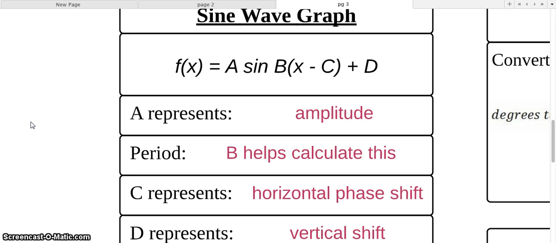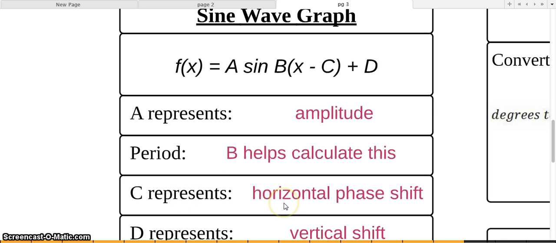This is the same thing. These are for my trig students or people that have taken trig, calculus students. They will understand this. Just to kind of review, to graph the sine wave, A represents the amplitude. Remember, the amplitude is basically how tall this thing is, how high up and how low it goes. The period B, capital B, helps calculate the period. That basically shows how long the sine wave is from start to end before it starts repeating.